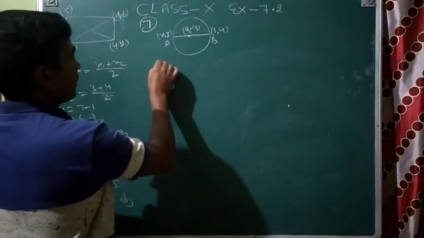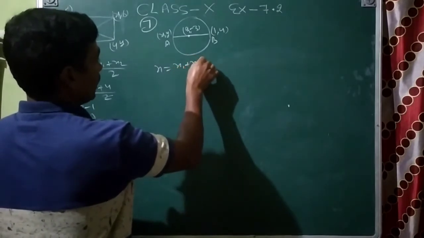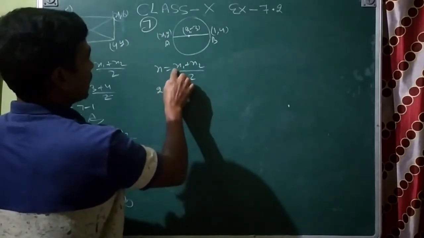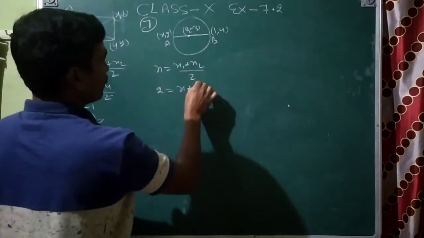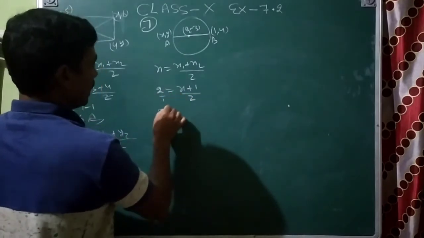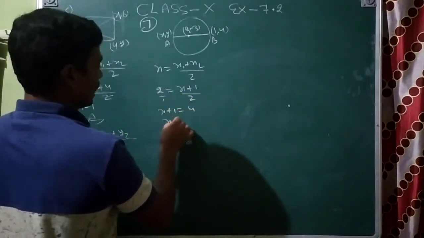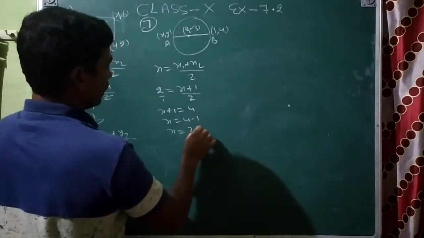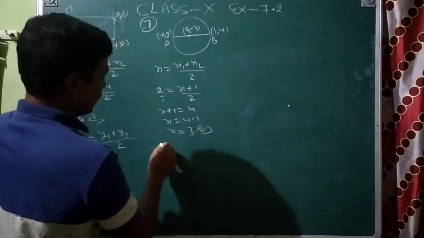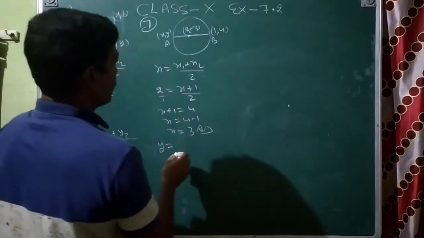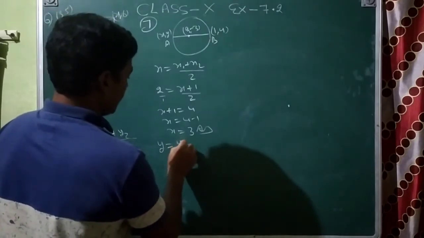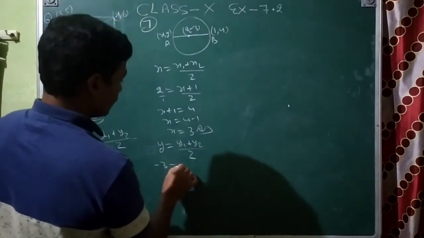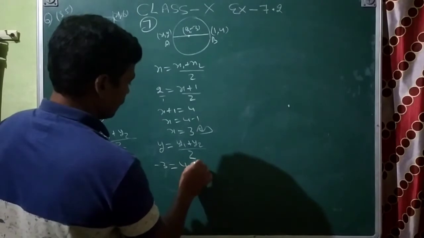So here we apply x is equal to (x1 + x2) upon 2. The x value is 2, and x1 is x plus x2 which is 1, upon 2. By cross multiplying, x + 1 is equal to 4, so x is equal to 4 - 1, which is 3. This is the answer. And for y also, y is equal to (y1 + y2) upon 2. So the y value is -3, which is equal to (y + 4) upon 2.